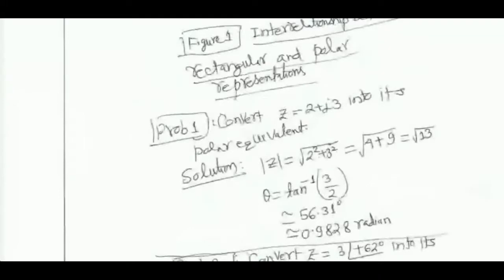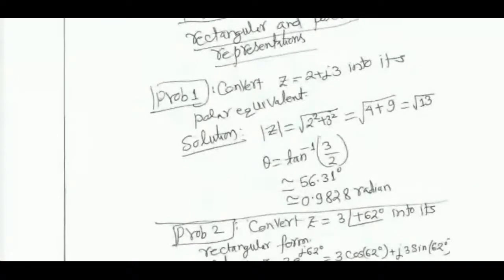Some examples on calculations. Suppose I ask you to convert 2 plus j3 into polar form. What you will do is take the square of 2, the square of 3, add the two, and then take the square root. I hope there is no mistake in my calculations. Square root of 13, I think, is the right answer for the modulus or magnitude. Theta is, of course, tan inverse 3 divided by 2. It turns out to be 56.31 degrees or 0.9828 radian.